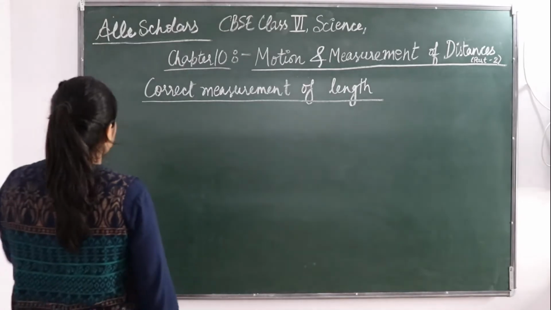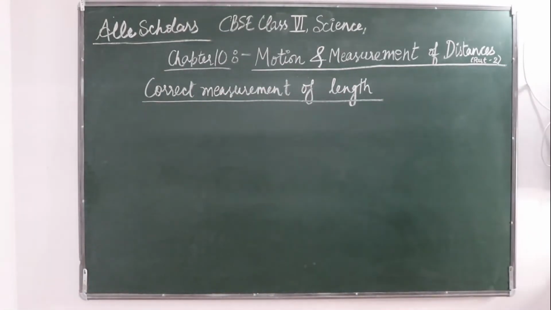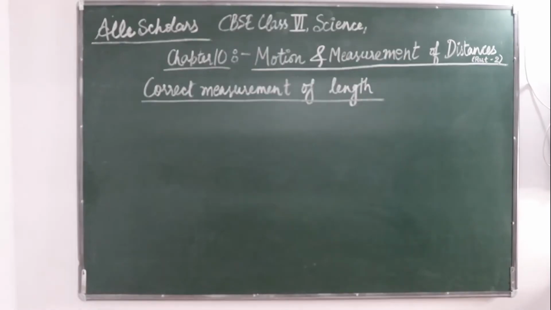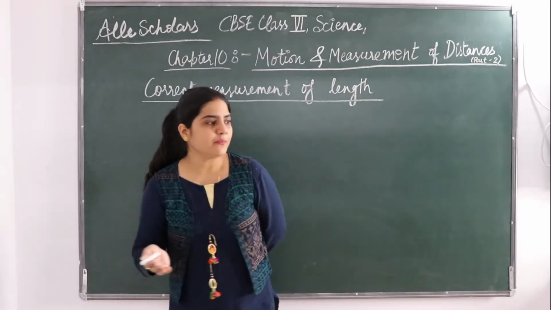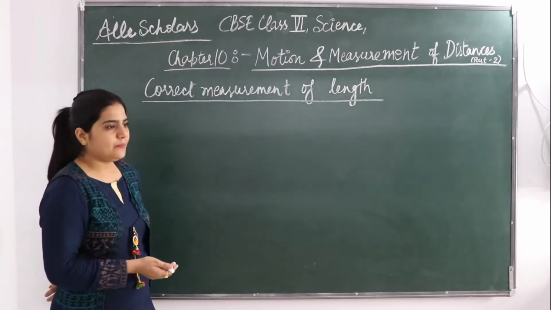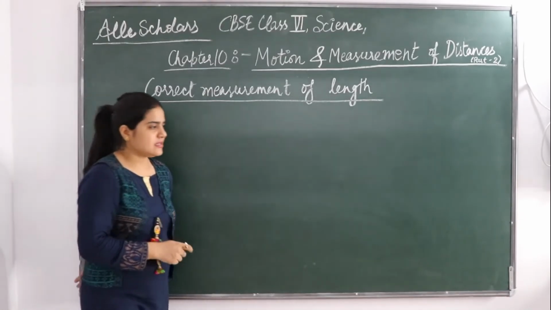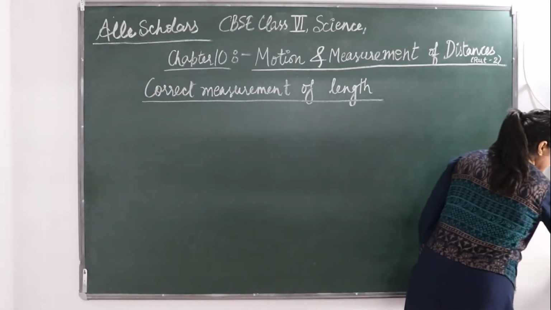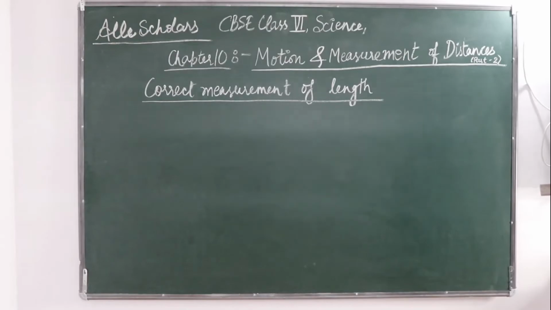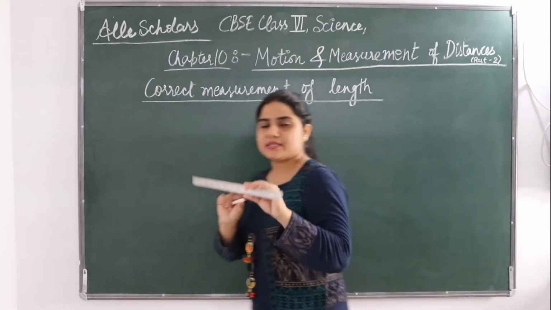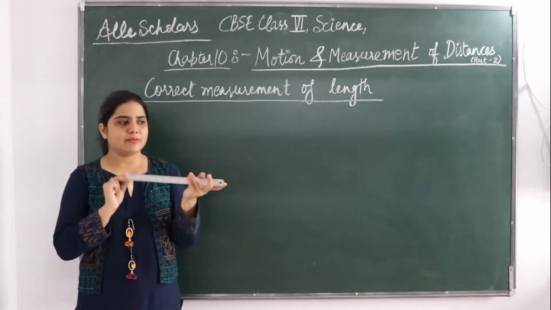Okay, so if we talk about measurement, we have got different kinds of measuring units. If you see in your daily life, there are various types of measuring devices. We use a meter scale for measuring lengths. This type of meter scale we have got. All of you must be having this scale in your pencil box or in your geometry box. So this meter scale we have got for the measurement.